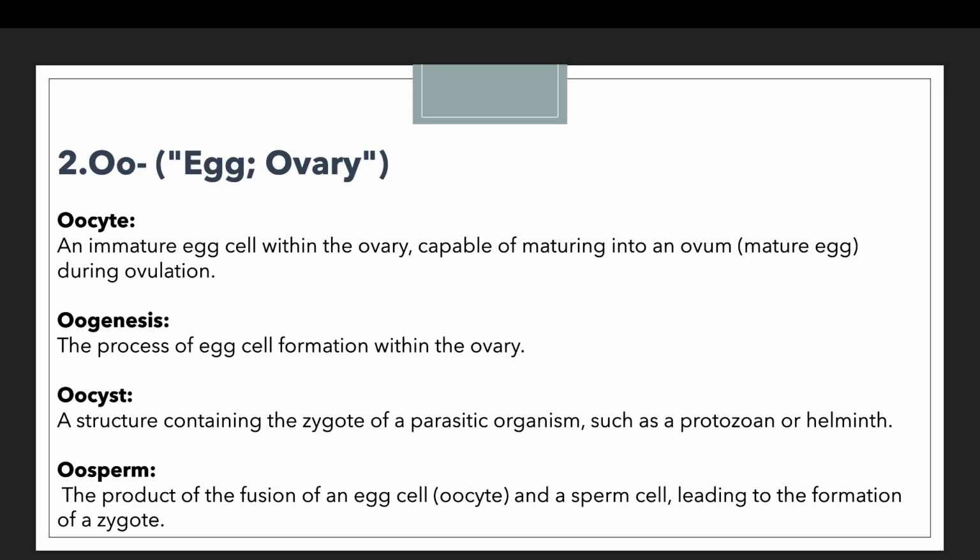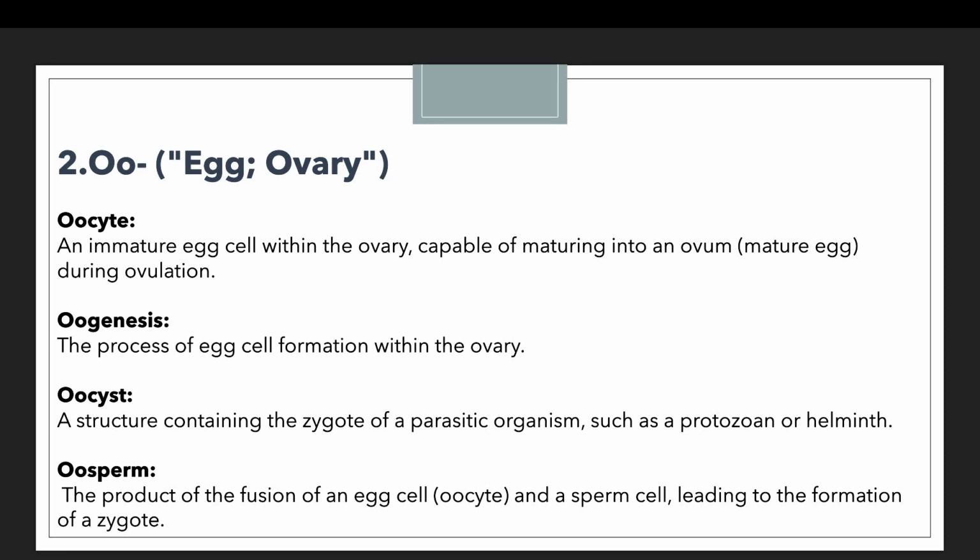Whenever there is a medical diagnosis report which is talking about the egg or ovary, in that case we will use the prefix oo. For example, oocyte. Now what is oocyte? Oocyte is a medical terminology for an immature egg cell within the ovary, capable of maturing into the ovum during ovulation. This type of immature egg cell is denoted with the help of oocyte.